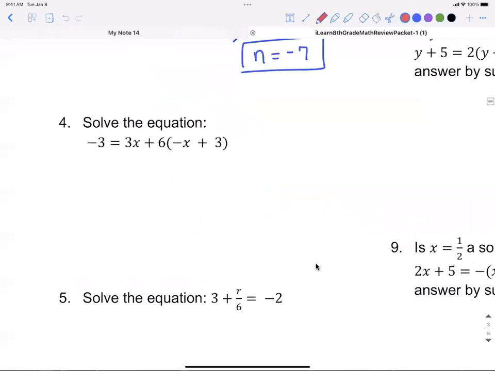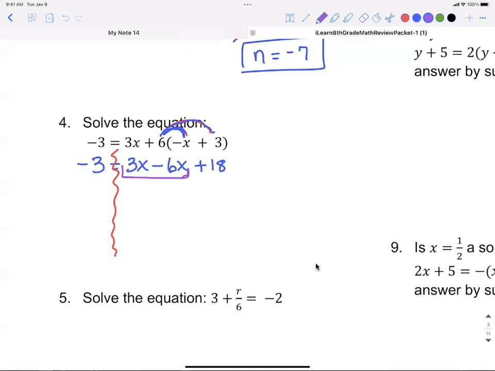All right, for number 4, anytime we see parentheses, we always need to think distribution first. So when I distribute that, that gives me -3 equals 3x plus, well, not plus, -6 times -x is -6x, and 6 times 3 is 18. Now, before I start thinking about my wall, before I start thinking about moving things left and right around the wall, I need to look and see, is there anything on the same side of the wall that I can write in a combined manner? So 3x and -6x are already together on the wall.